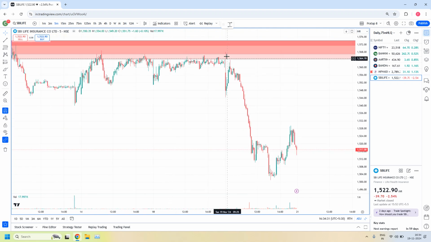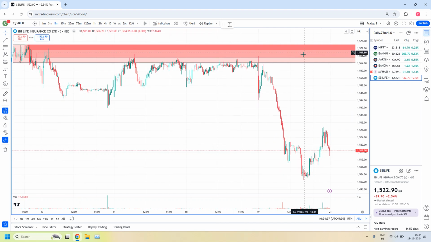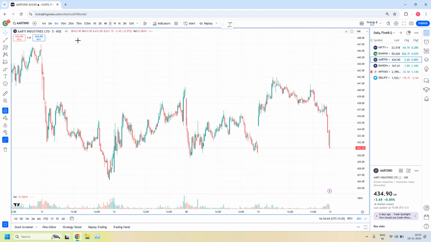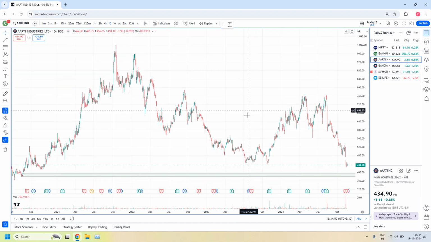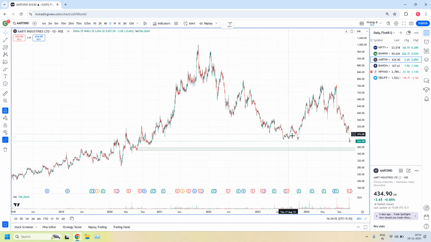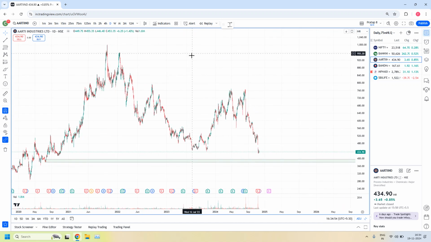Every time prices are entering, this zone is holding the prices. Anyway, SBI Life did not enter, and it is a tested zone. And RT Industries is having some issues in the TradingView data. This is a daily zone. The data is not adjusted properly in TradingView. Already we discussed about this.